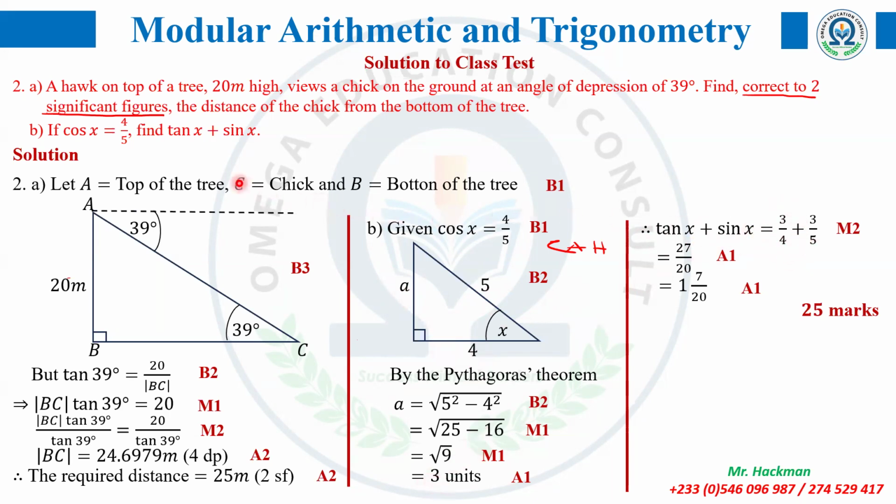Plus, okay, sine we know, sine x. Sine we know is what? Opposite over hypotenuse. So what is your opposite? Opposite is still A over hypotenuse, which is 5. But A is 3, so you get 3 on 5. So that will give you M2. So at this point, it's just a calculator way. Use your calculator, and that gives you this.